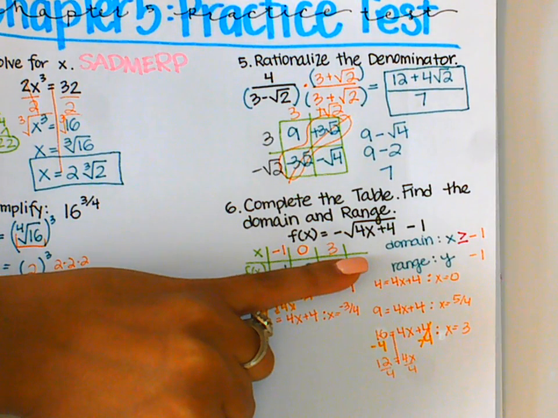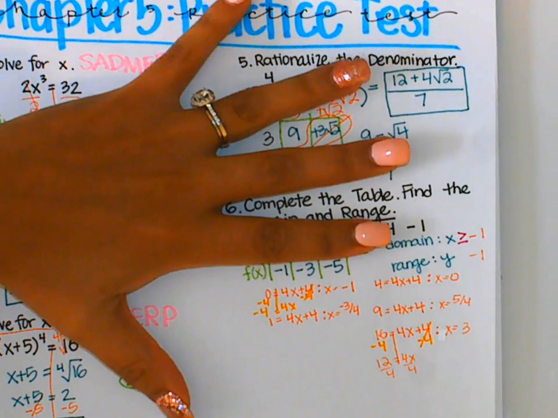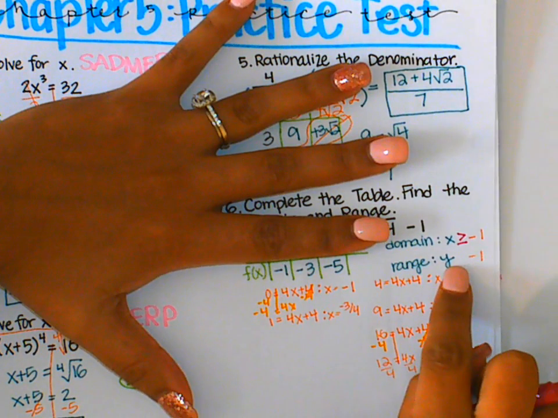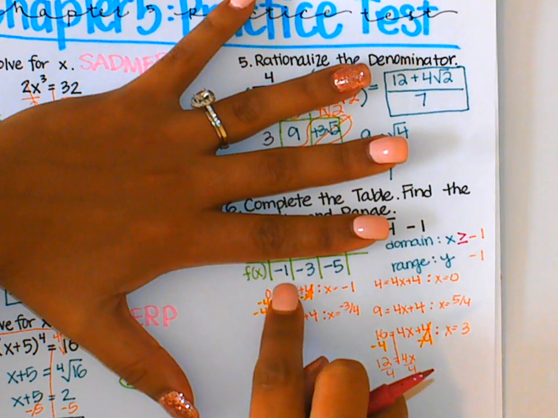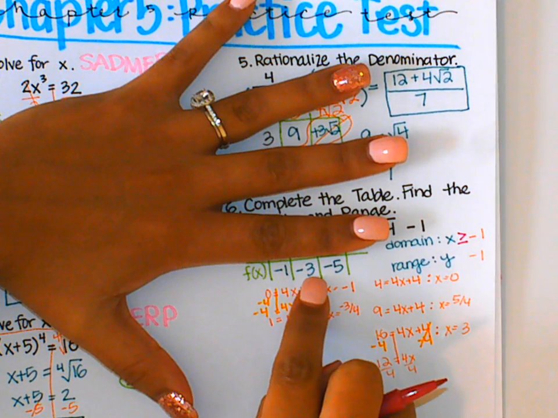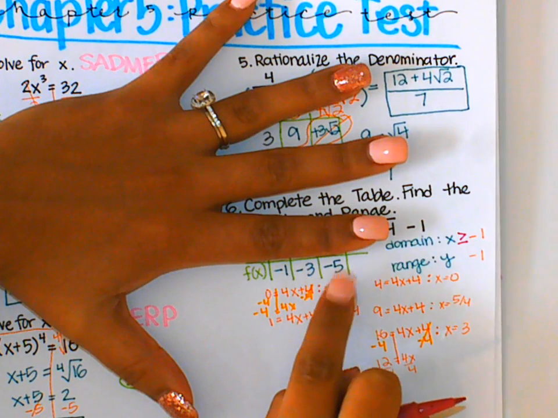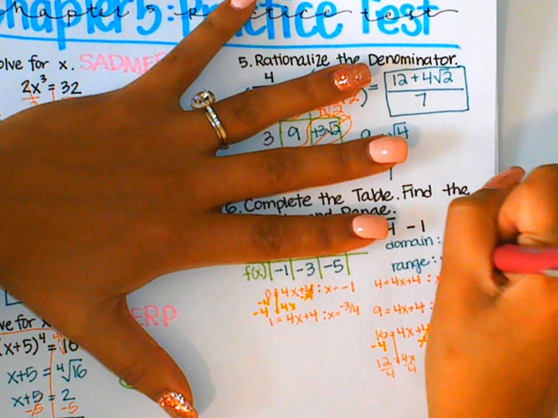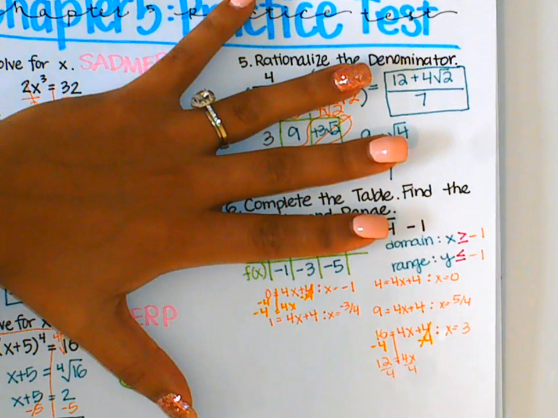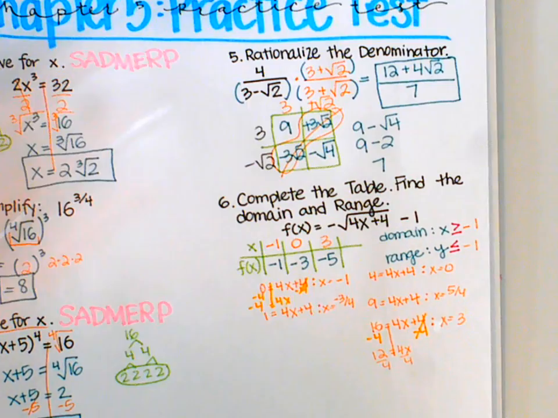Now I'm going to look at just my f of x. I'm going to compare it to the value of negative 1, which is that vertex. So is negative 3 greater than negative 1 or less than? Is negative 5 greater than or less than negative 1? Each of those is less than, therefore, my domain and range would be that.